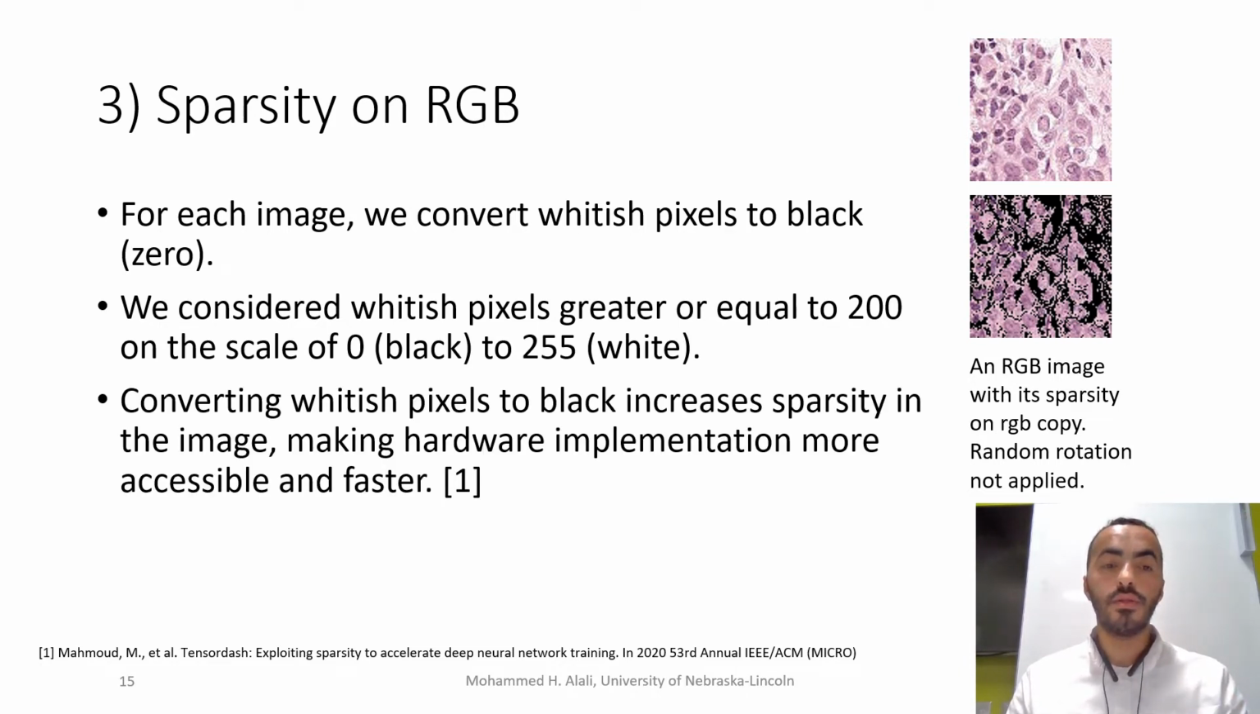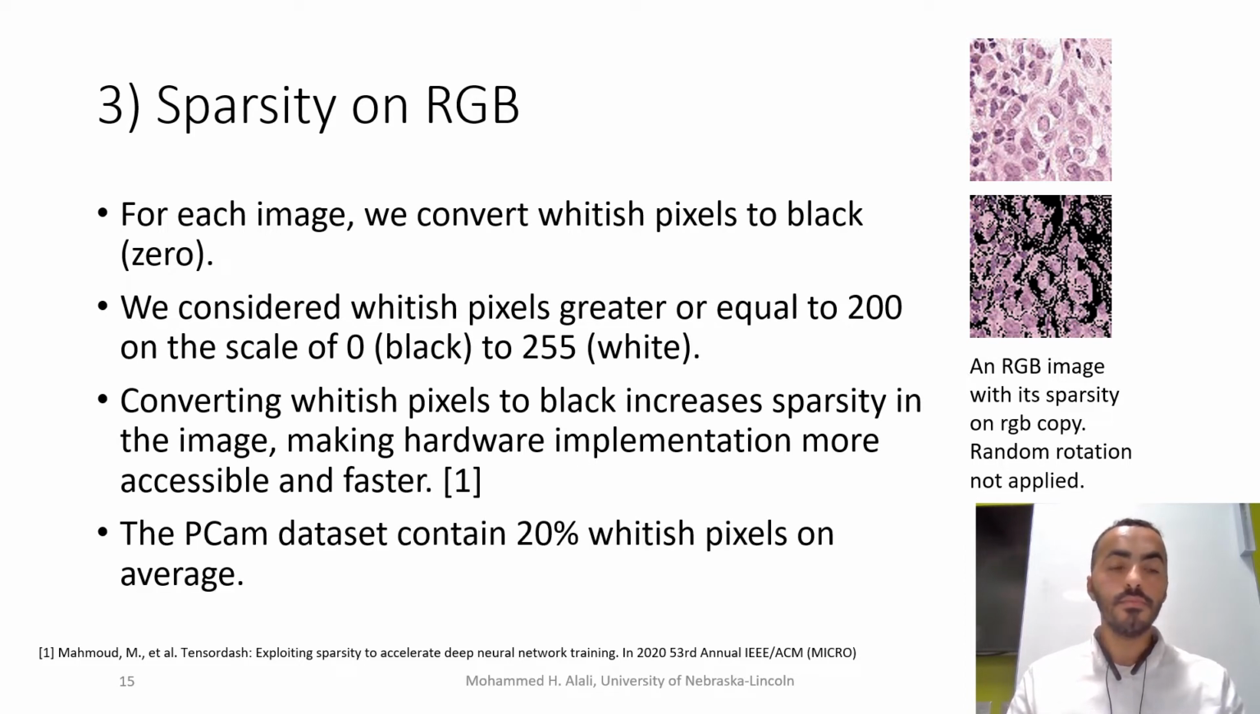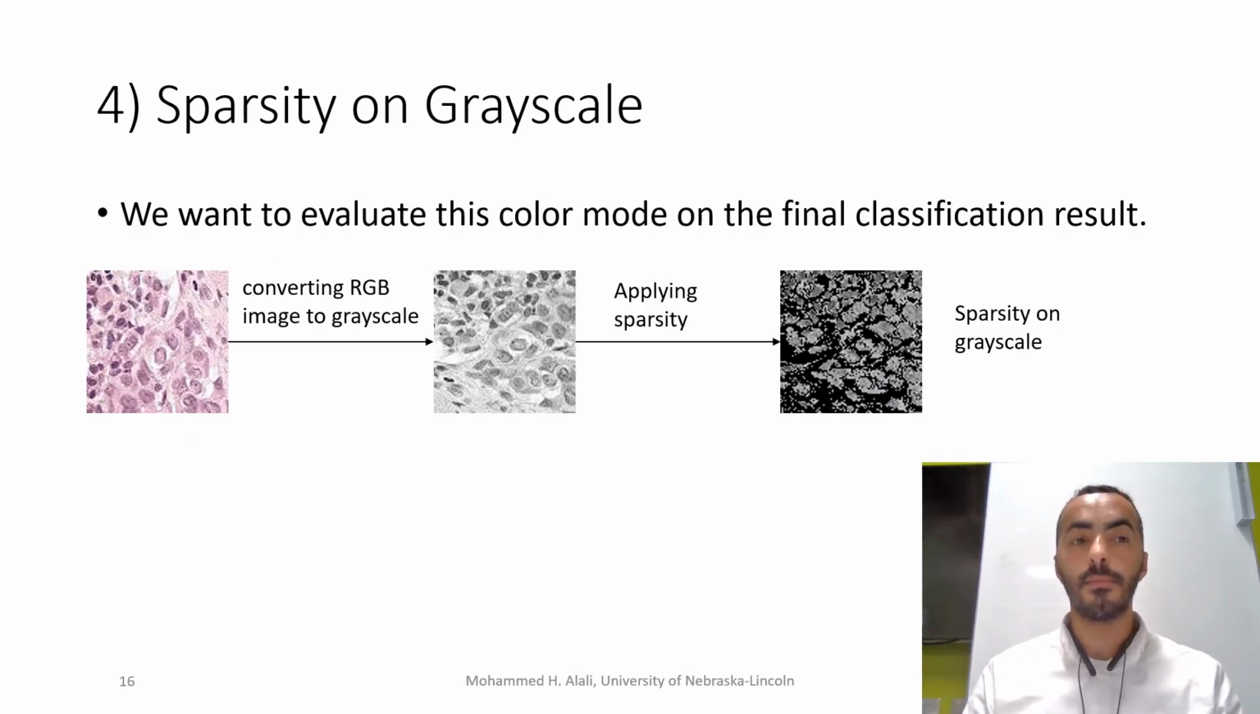We convert these whitish pixels to black to increase sparsity in the image, so that when this method is implemented on hardware, it will be more accessible and faster. We found that in this dataset, the PCam dataset, there are about 20% whitish pixels on average across all images.